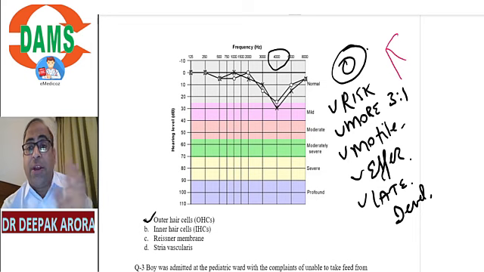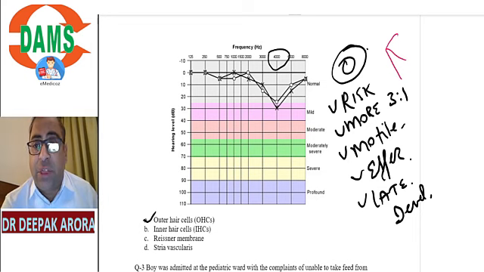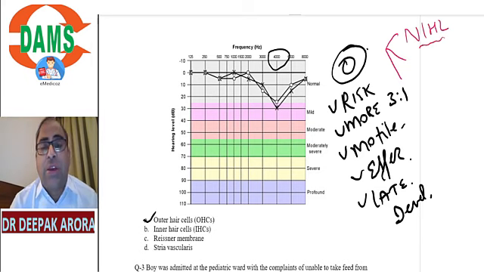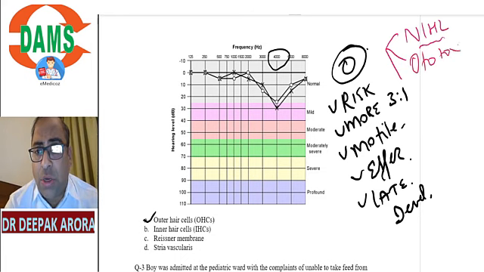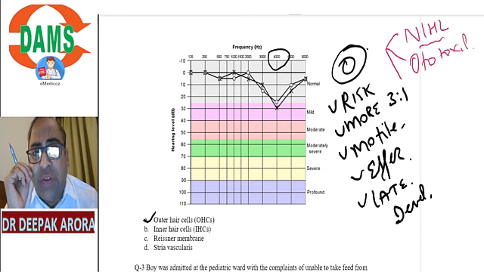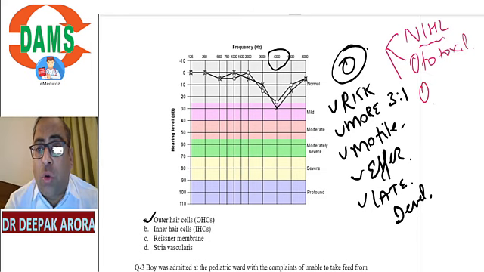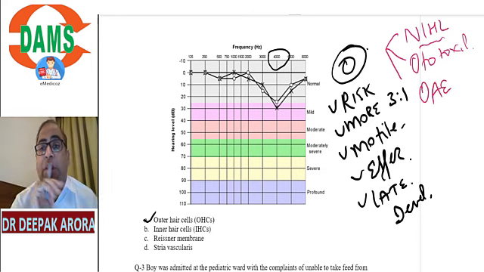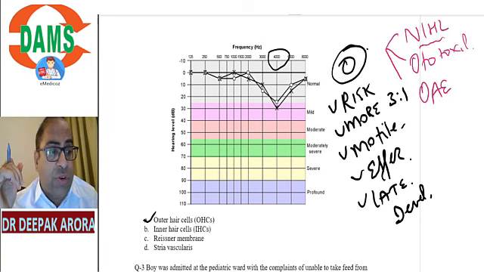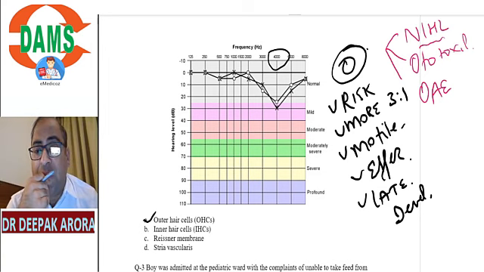Now we are entering the ENT segment. If the examiner asks you about noise-induced hearing loss, I will go for outer hair cell. If the examiner asks you about ototoxicity, outer hair cell. If the examiner asks about otoacoustic emission, which part of the cochlea gives otoacoustic emission, the answer will be outer hair cell, absolutely yes.